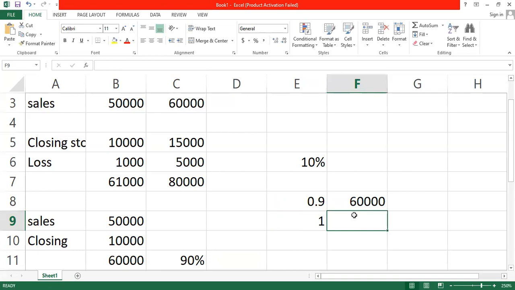We don't know, isn't it? So what we normally do is that this will multiply 0.9 multiplied by x, 60 multiplied by this one. So it will be 60,000 divided by 0.9. What is the answer?